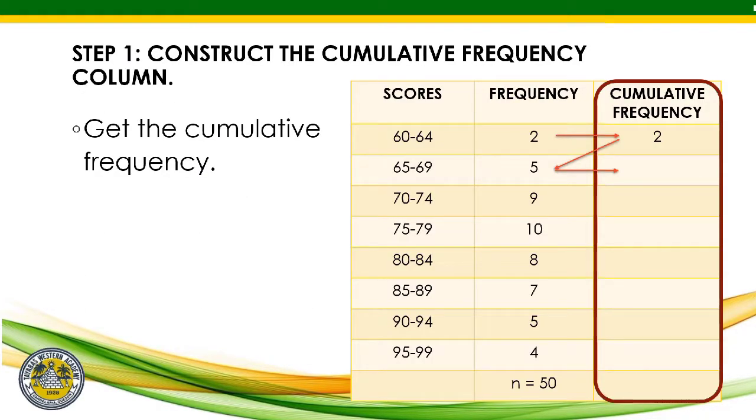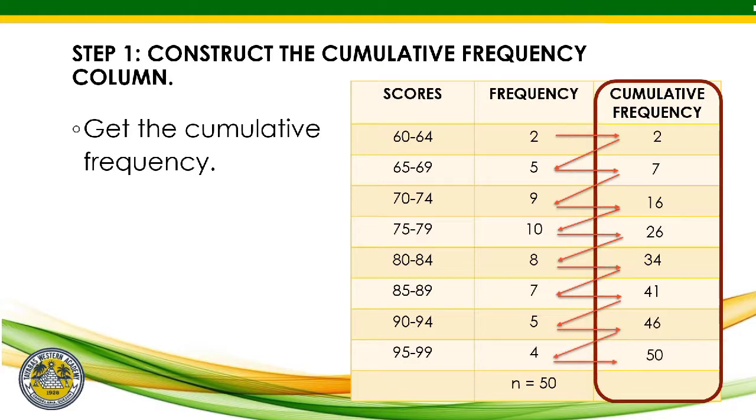Let's get first the cumulative frequency. As you would notice in our previous discussion, you can get the cumulative frequency by adding the first frequency to the second frequency. So you have here 2 as the first frequency, and then 2 plus 5, we have 7. 7 plus 9, we have 16. Then 26, 34, 41, 46, and of course 50. These are the cumulative frequencies.